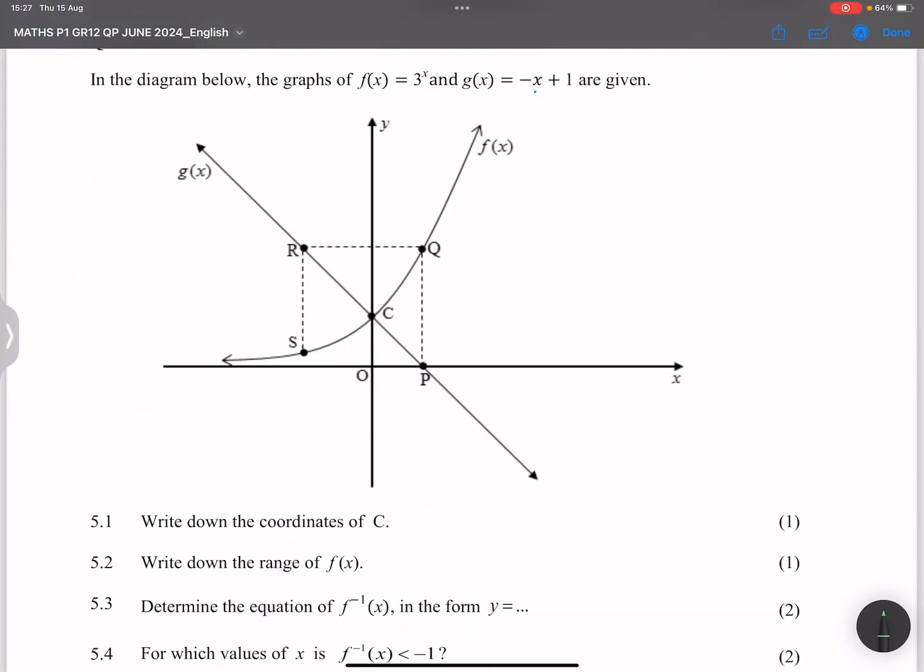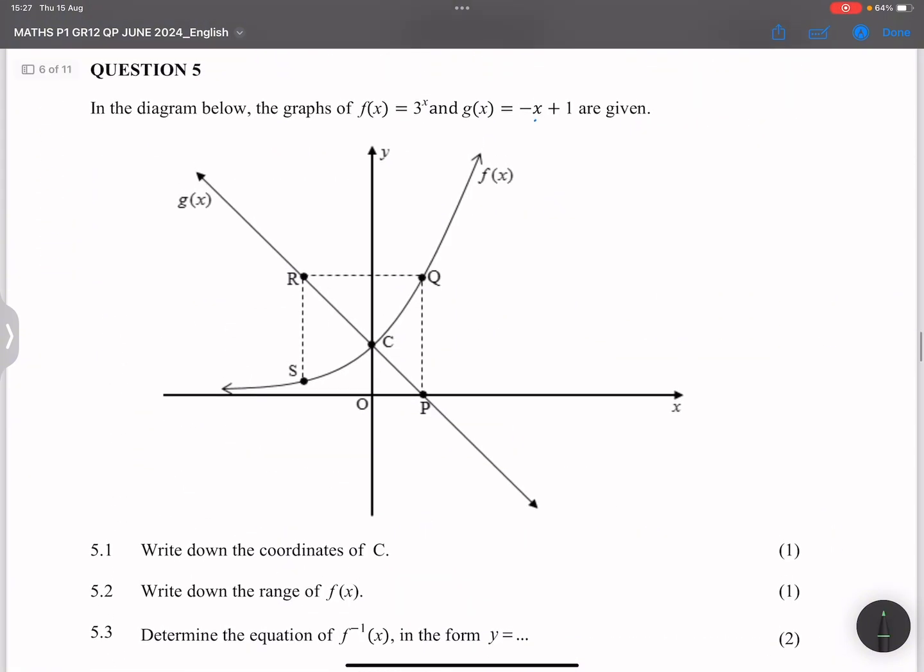And now we go into question 5. They say in the diagram below we've got f of x, which is 3 exponent x, and g of x, which is minus x plus 1. So they say to us, write down the coordinates of C.